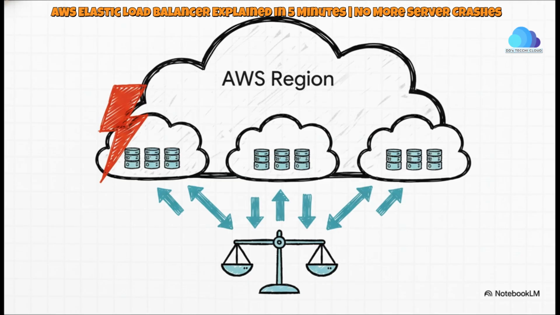So, by deploying your application across multiple AZs, you protect yourself from single location failures, like a power outage. And here's the magic. Your ELB is smart enough to know this. It will automatically route traffic only to the healthy instances in the AZs that are still up and running.